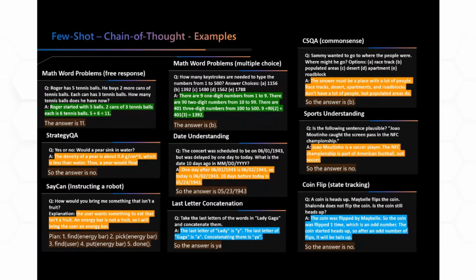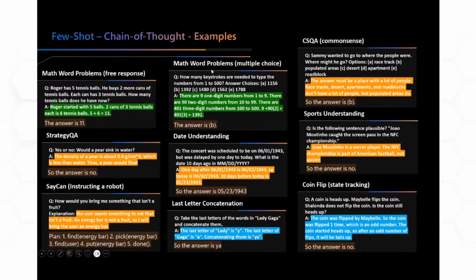But what if it was a strategic Q&A answer? So yes or no, like would a pear sink in water? Here we have to reason over the science and let the model know what it means for something to sink in water. So we reason by telling it the density of a pear is about 0.6 grams per centimeter cubed, which is less than water. Thus, a pear would float. And now it knows what it means for something to sink in water or not.